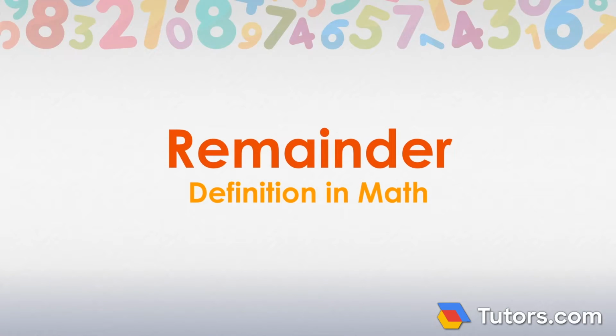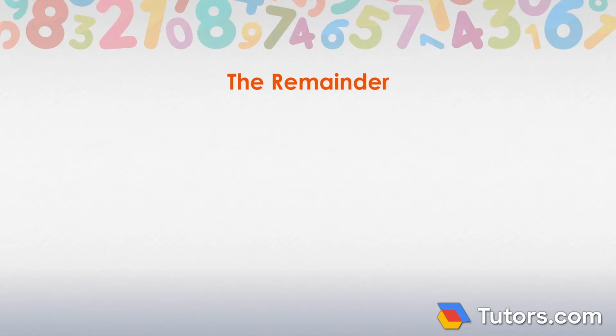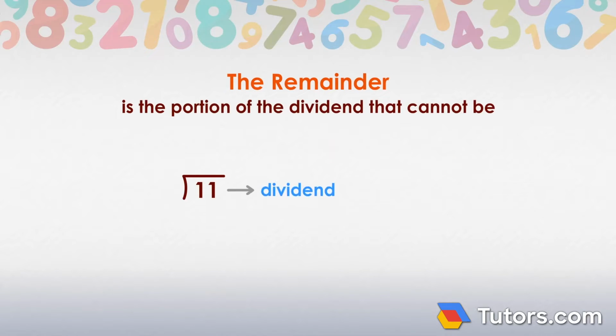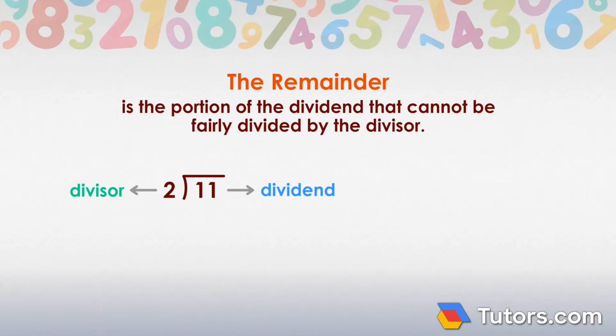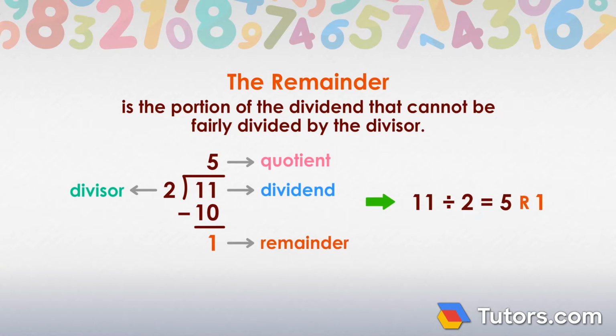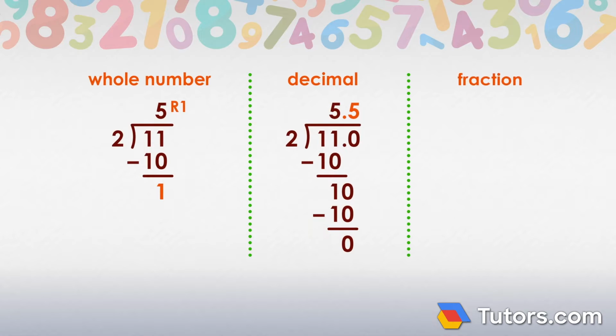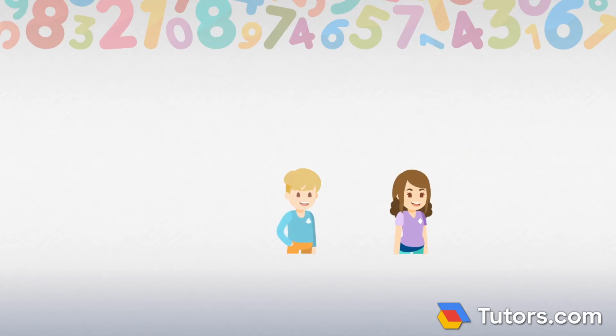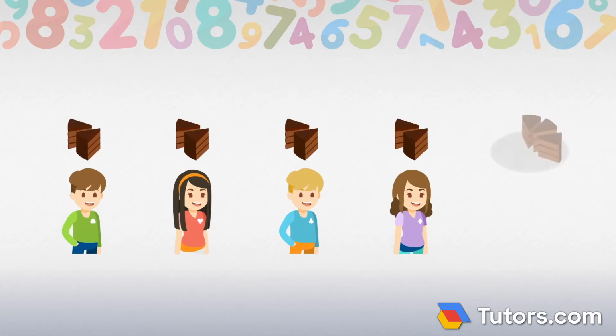Remainder definition in math. The remainder is the portion of the dividend that cannot be fairly divided by the divisor. After dividing whole numbers to find the quotient, you can end up with a portion of the dividend left over. This is the remainder. It represents a fraction of the dividend and can be written as a whole number, decimal, or a fraction. In division, we divide single items, like a cake.